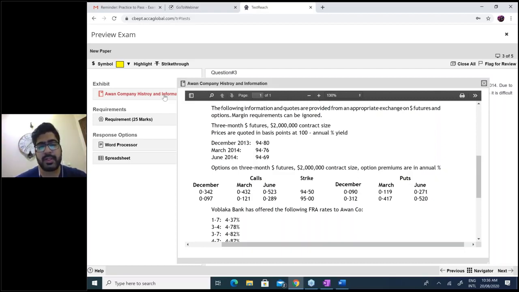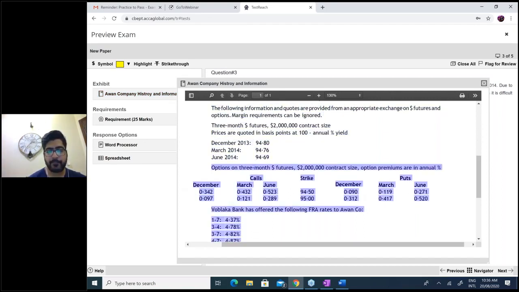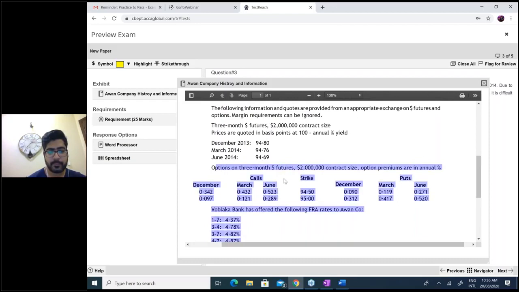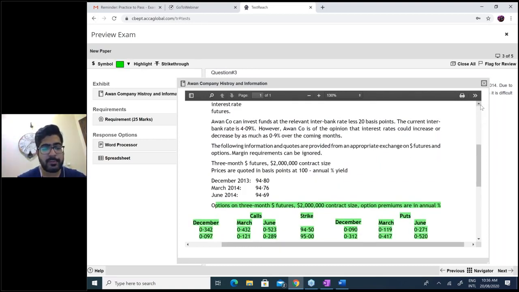The company was considering three hedging techniques: FRAs, futures, options. You were given data of futures and you were given data of options. So in options, there are two strike prices or two exercise prices. The two exercise prices are 94.5 and 95. We have to use both. You are given December, March, June call options, December, March, June put options. The figures in between are the premiums, but remember, only one column is relevant.